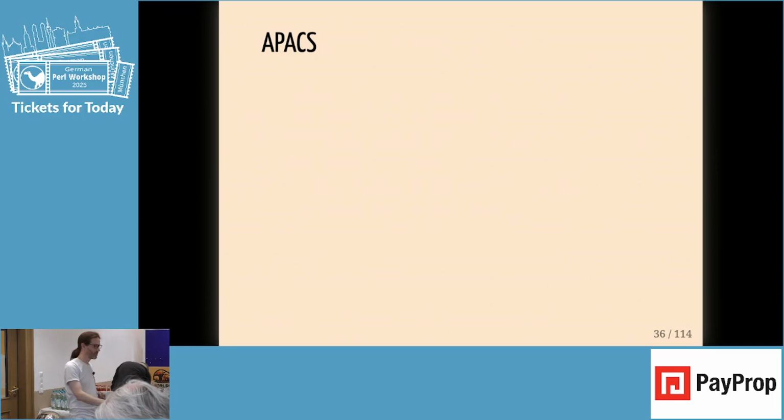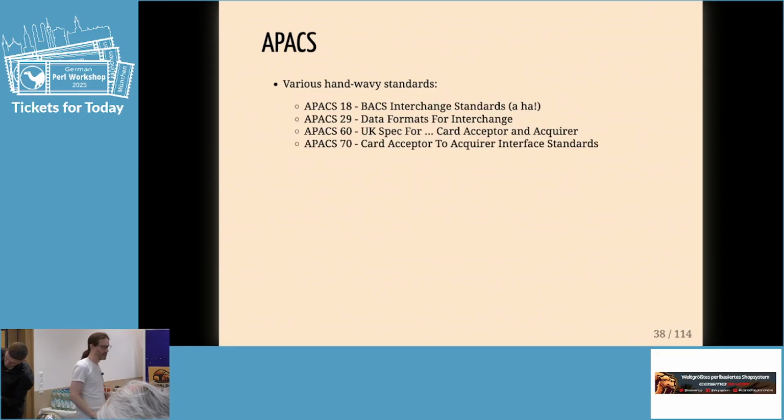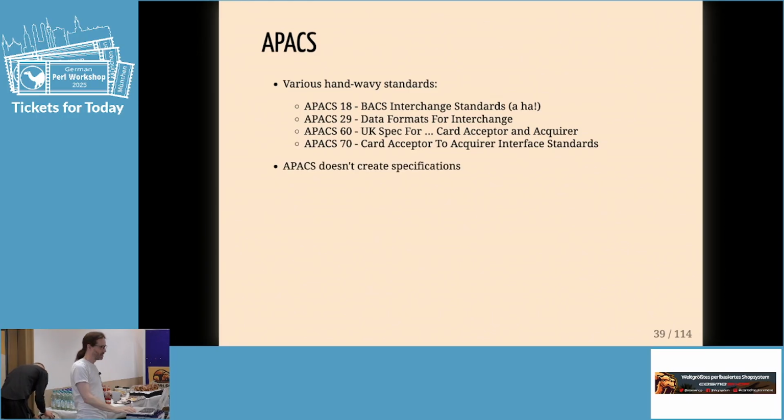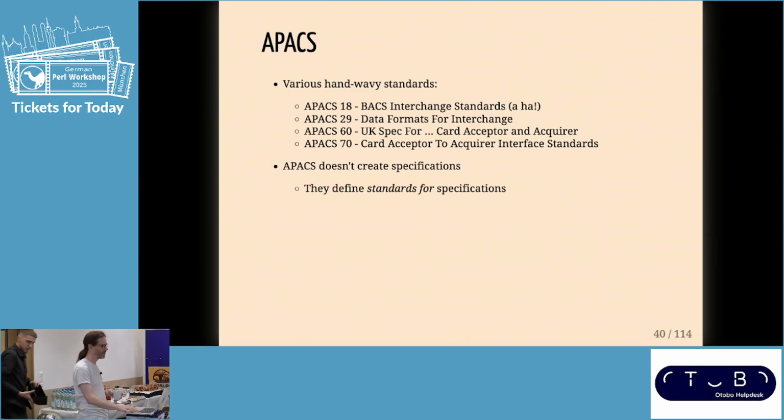So APACS, the next one. This is various hand-wavy standards. These are the standards that they have: interchange stuff, data format stuff, card acceptor stuff, card acceptor to acquirer stuff. The point here is that APACS don't create specifications. They define standards for specification. So a meta specification, maybe?